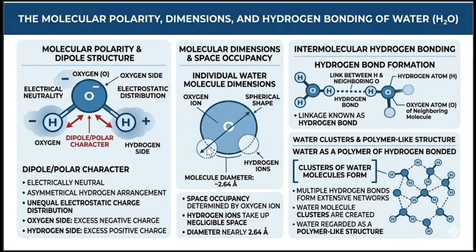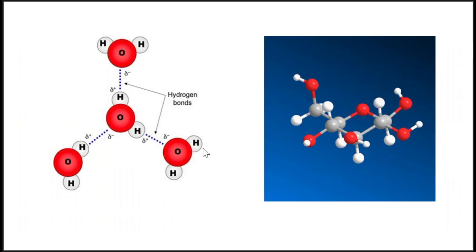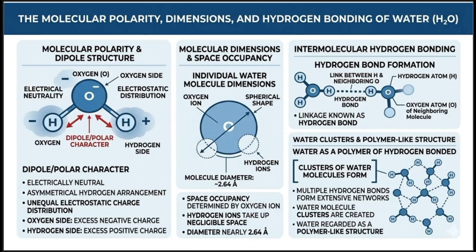This is oxygen. These two are hydrogen. So the shape or the space or the size of an individual water molecule is largely determined by the oxygen ion, because oxygen is very large. It is way larger than the hydrogen atom. So we can say that the space occupied by the water is determined by the oxygen ion. Hydrogen ions take up negligible space.